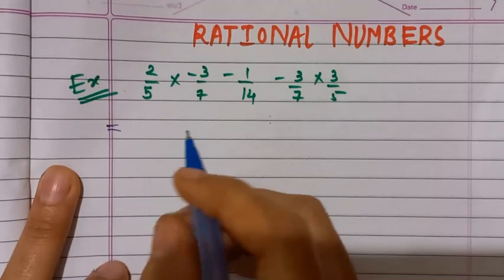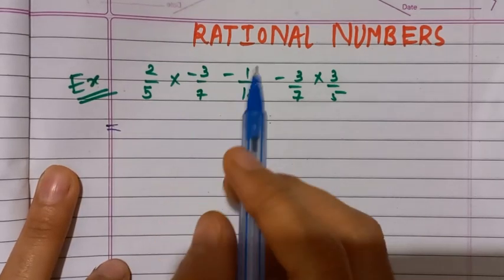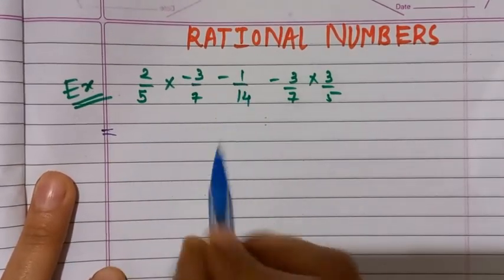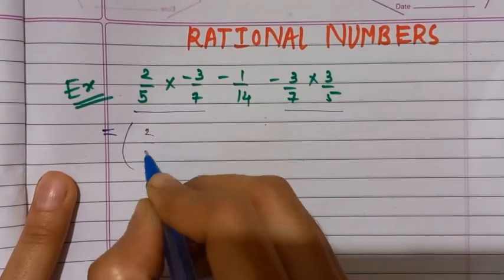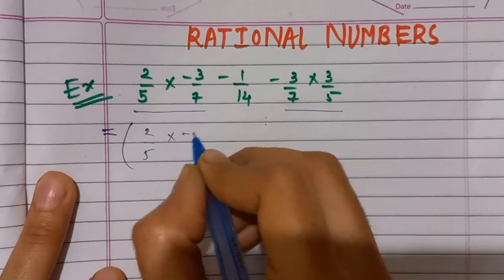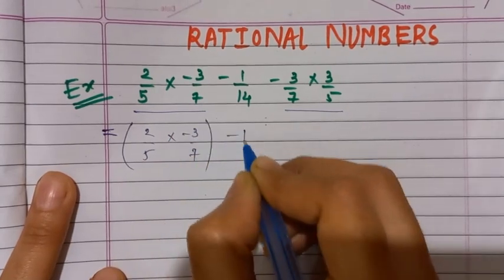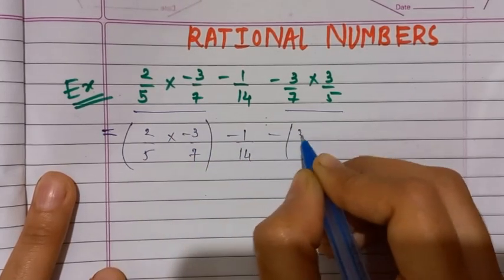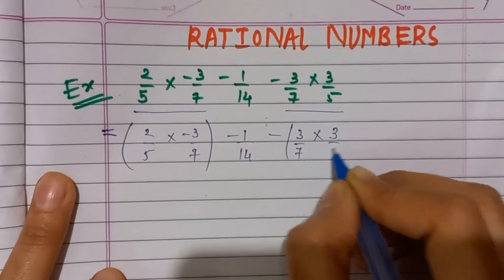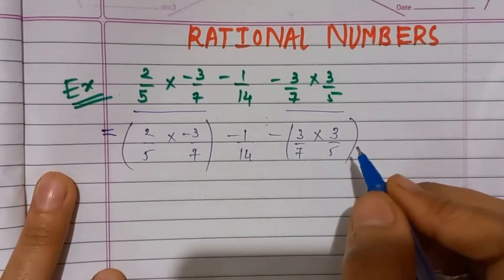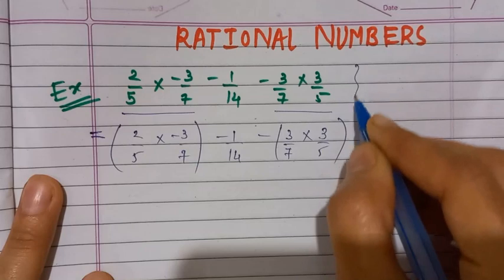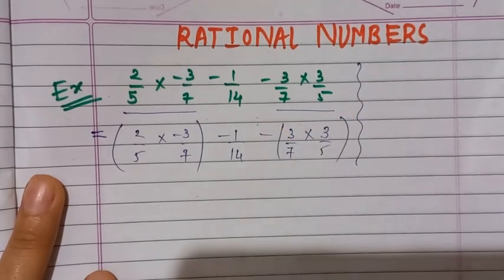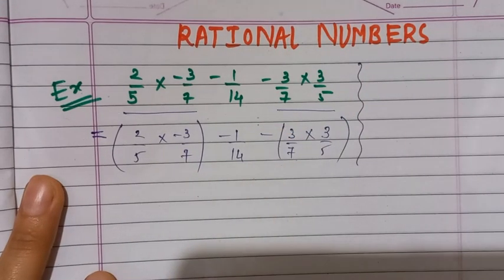First we make groups where multiplication is between two rational numbers. So one group is this and one is this. Let's write it as 2 by 5 into minus 3 by 7 minus 1 by 14, here 3 by 7 into 3 by 5. Let's recall what commutativity and distributivity are. Commutativity means we change the order and the answer will not change.